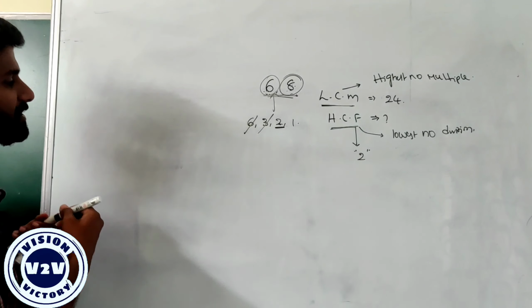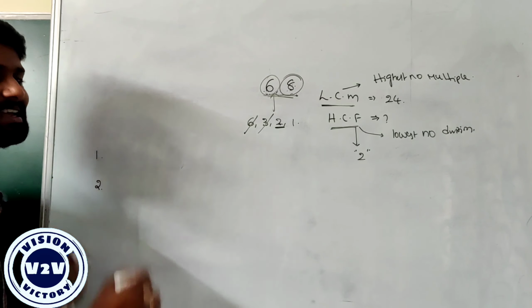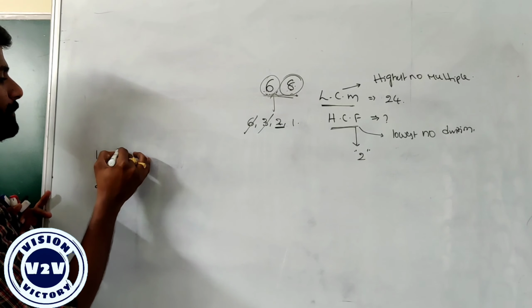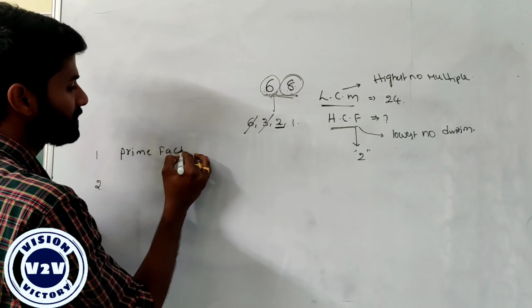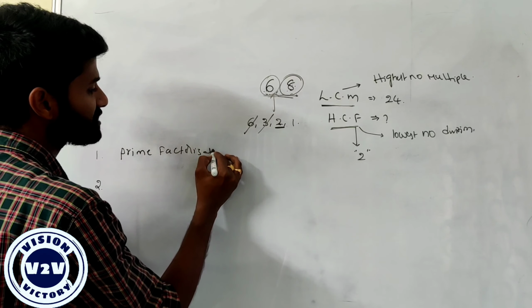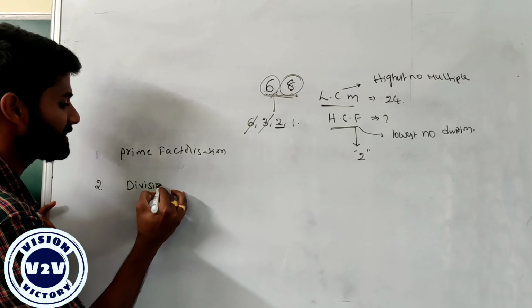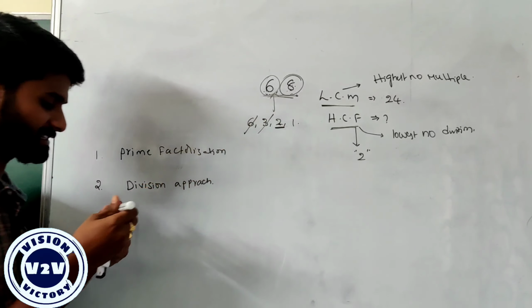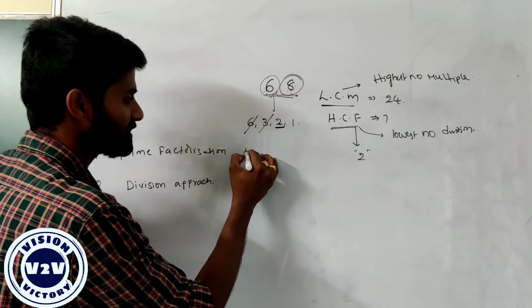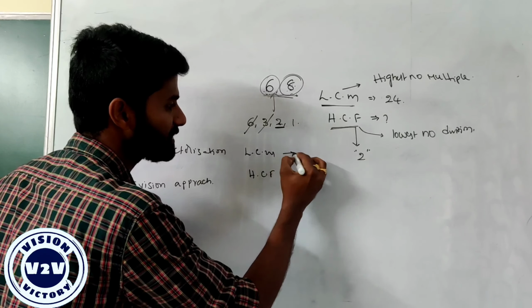There are two approaches for solving LCM and HCF. The first approach is the prime factorization approach, and the second one is the division approach. I will take some examples. First, the prime factorization approach for LCM and HCF. I just go with the example.